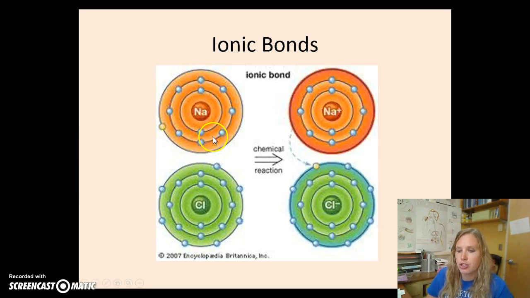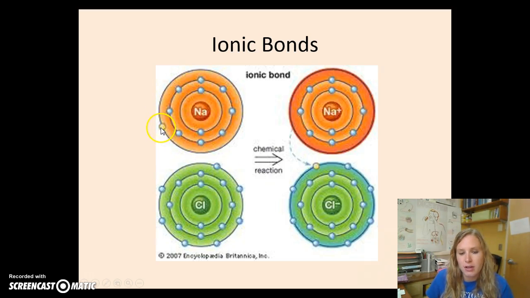So here's a showing of an ionic bond. You can see sodium has 1 extra electron on the outer ring. And you can also see that chlorine is missing 1 electron on the outer ring. If you remember from chem, ionic bonds have a metal bonded to a nonmetal.